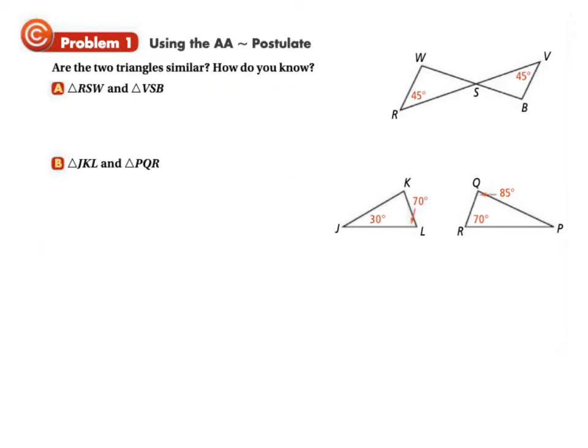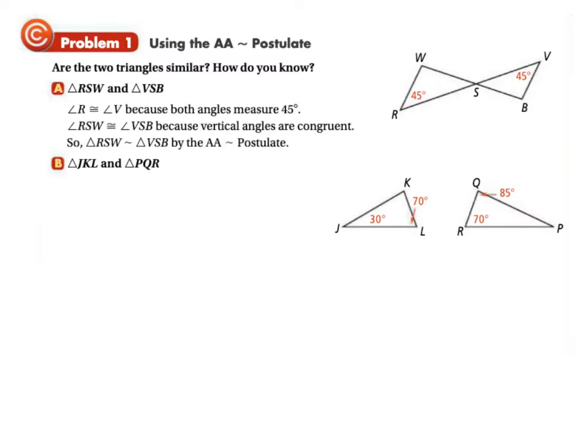For this first one, are the two triangles similar? Well, as you may be able to see, we have these two angles measuring 45. And although we don't know what these two measure, we do know that because they're vertical angles, they're congruent. And therefore, by angle, angle, we have angle-angle similarity. Okay? And so we can say triangle RSW, R the 45 to S the vertical angle to W, is similar to V, the 45-degree angle, to S, the vertical angle, to B. Okay, that's how you write it.